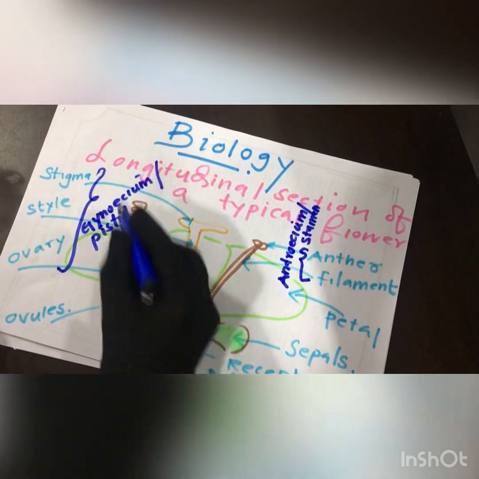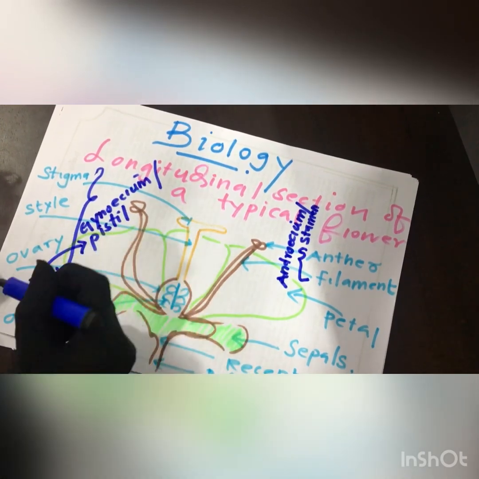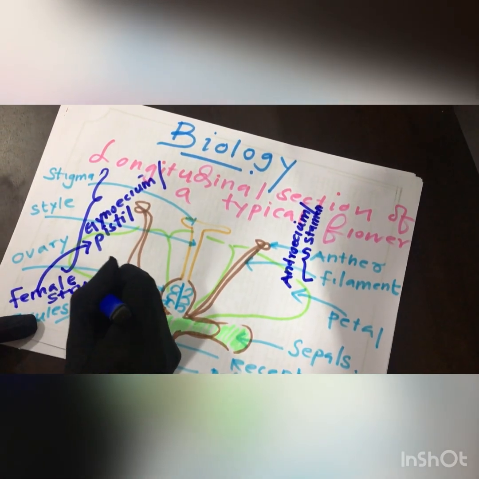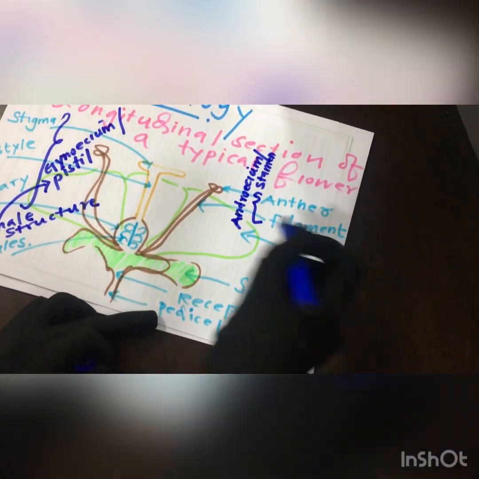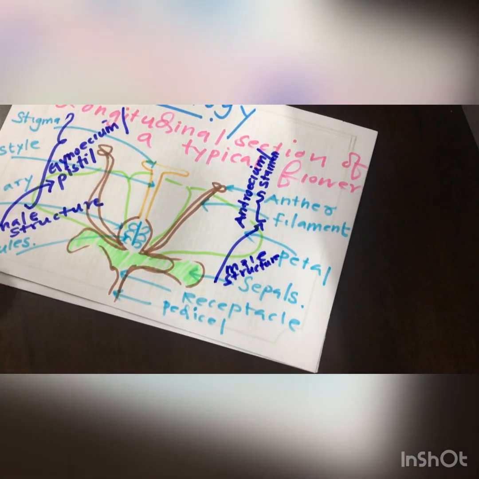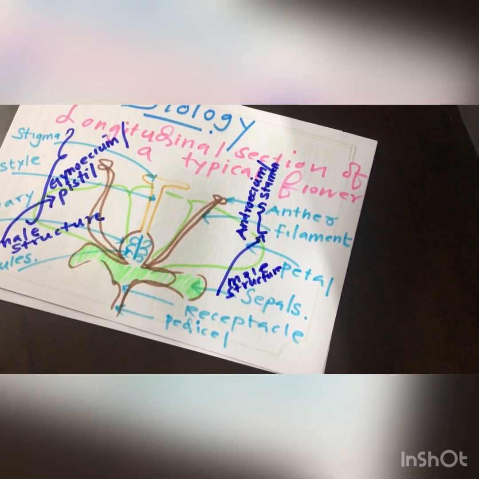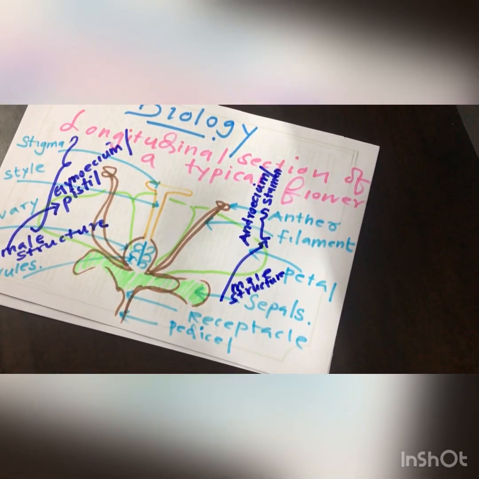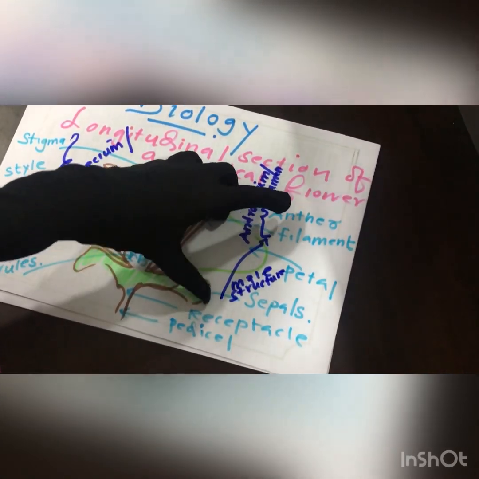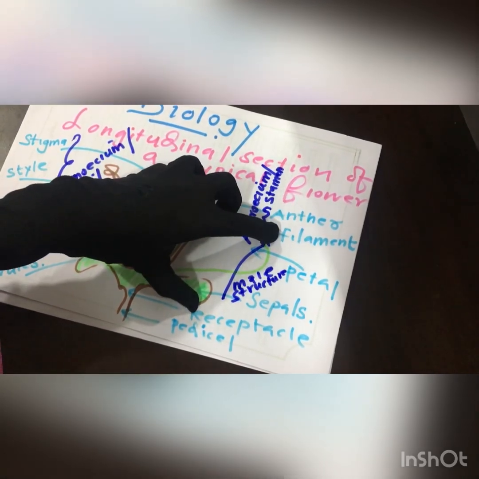So this part, gynoecium or pistil, is the female structure that is present in a flower, and these two parts, the anther and the filament, that come under androecium or stamen, are the male structure that is present in the flower. So in the female structure you have three parts in a flower, that is the style, stigma and the ovary, and in the male structure you have two parts, that is the anther and the filament.